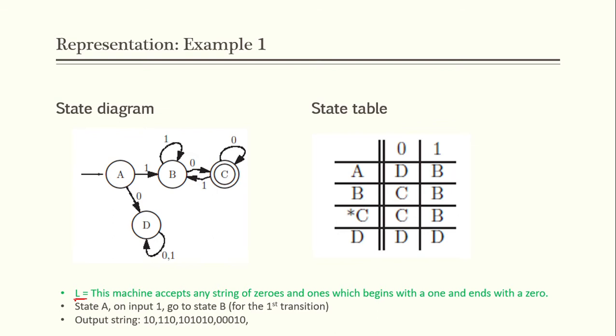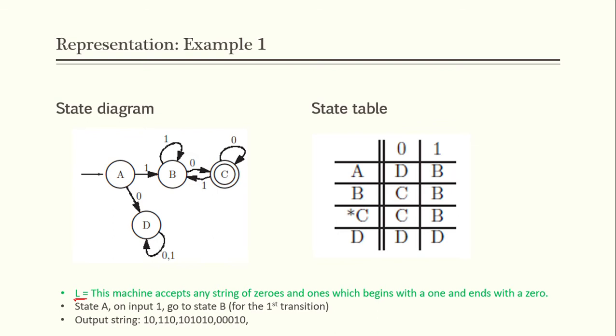How to read the diagram or the state table? For example, between A and B. We want to go from state A to state B. How to read it? State A on input 1 goes to state B. That is how to read the representation.